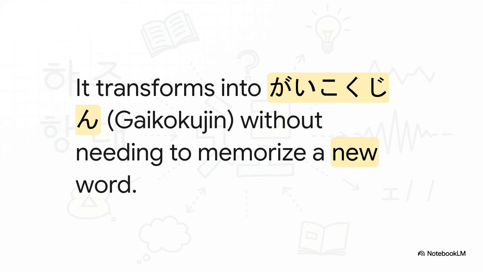Gaikokujin. The Korean 외국인 perfectly mirrors the Japanese gaikokujin. The N just transforms flawlessly right into jin. You didn't even need to memorize a completely new word. You literally just applied the linguistic code.